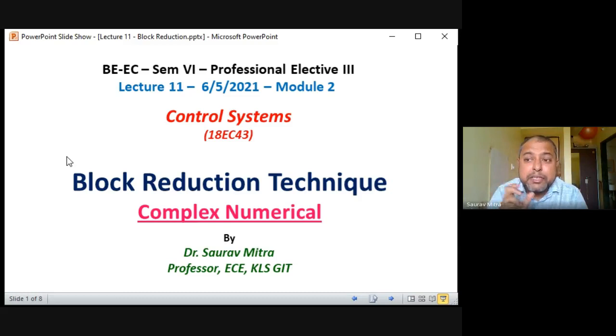So there is a very minute change, so you have to be very observant to understand exactly what the two different methods are that we will do today. This numerical is taken from the book of M. Gopal, page number 110, 111.